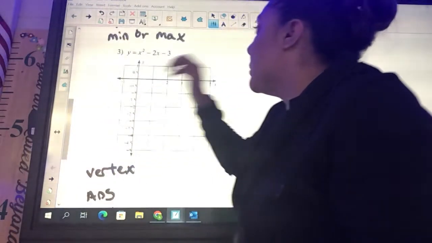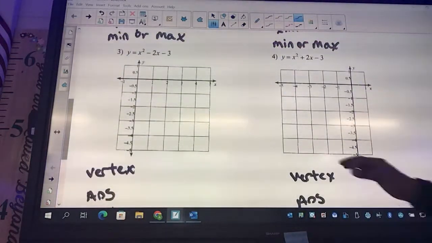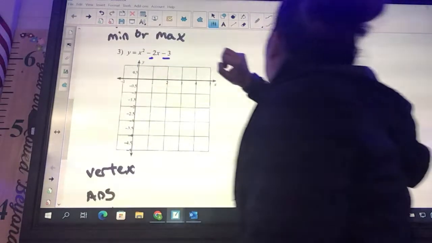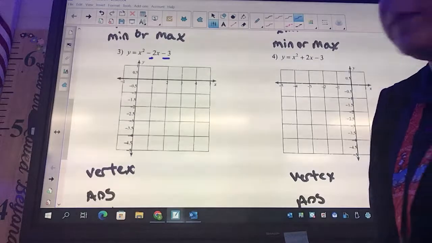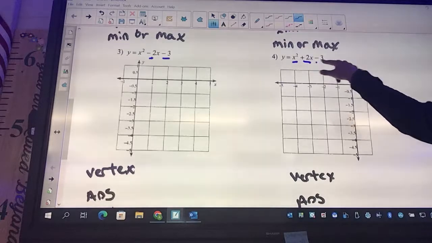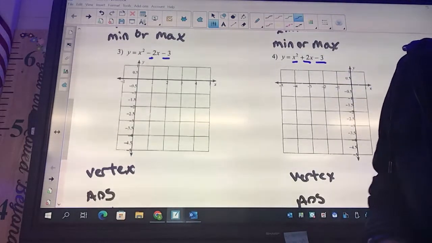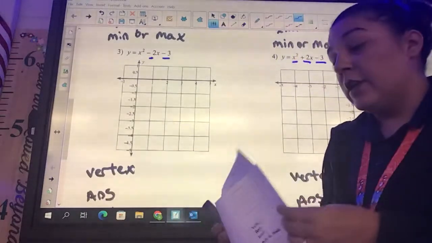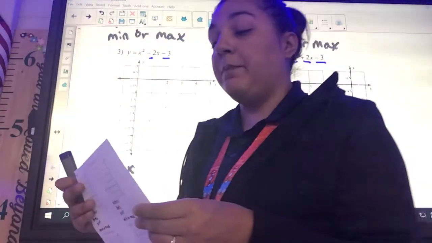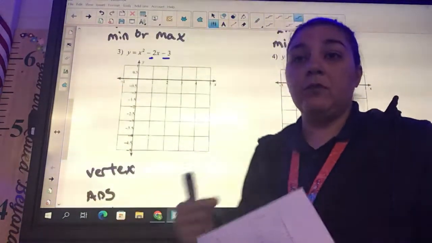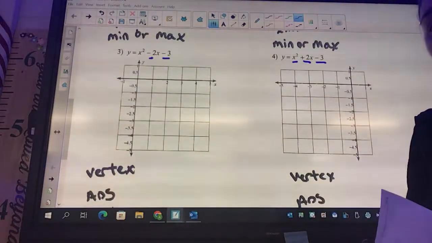So if we look at number 3, our a is 1, our b is -2, and our c is -3. Take a second and look at 4. Our a is 1, our b is 2, our c is 3. If you look at number 5, your a is 1, your b is -4, your c is 5. You will not be able to do these if you do not know the a, b, c. It's just impossible.